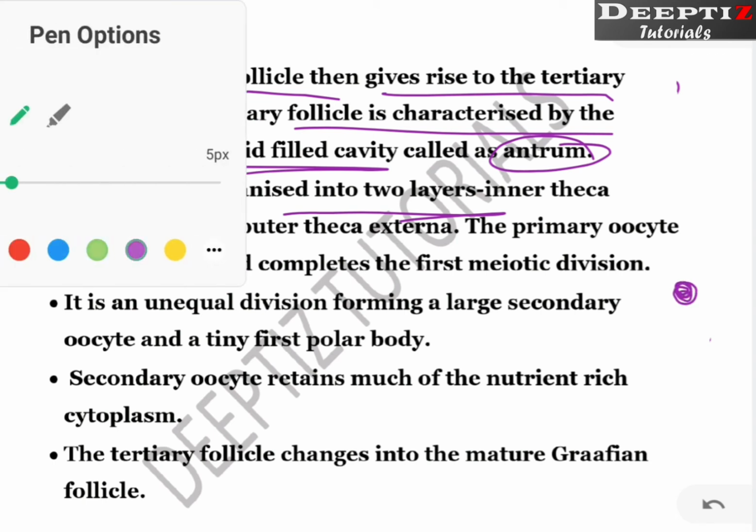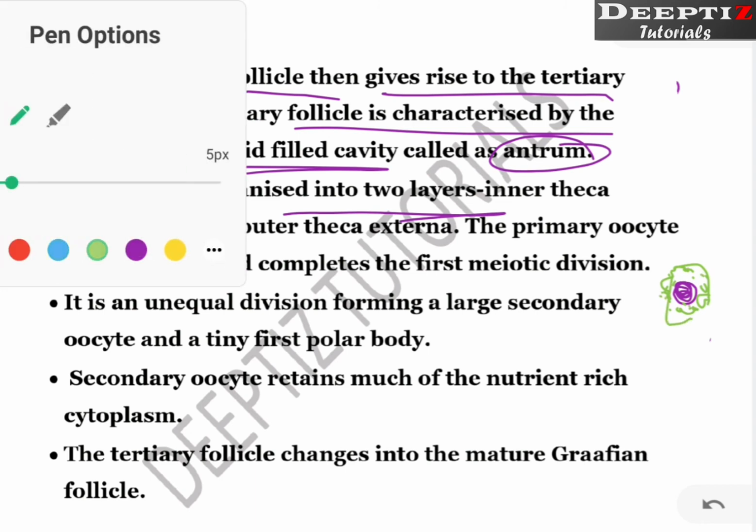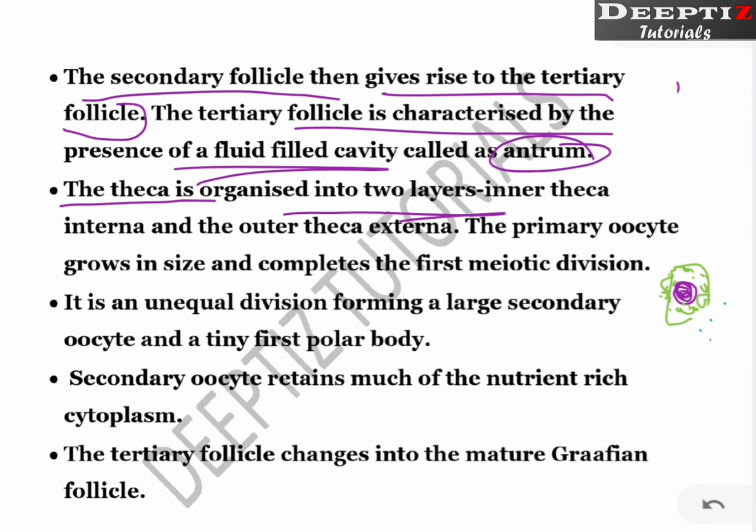Around the primary oocyte, when these layers of cells were there, we called it the primary follicle. Around the primary follicle, what happened? There was another layer, we called it theca. Now what happens? So we call it tertiary.